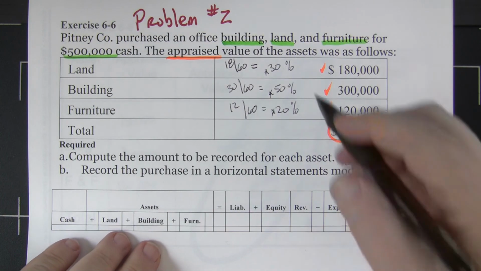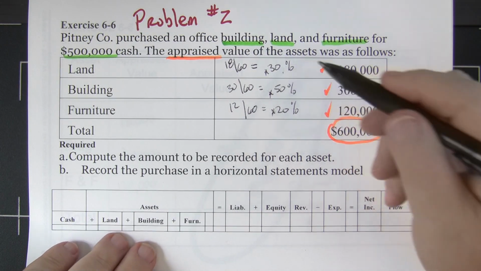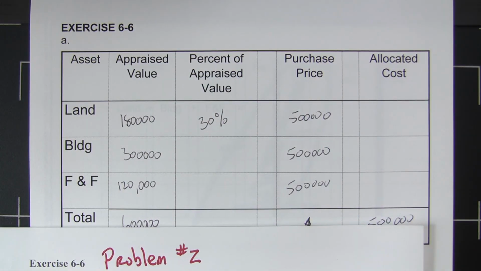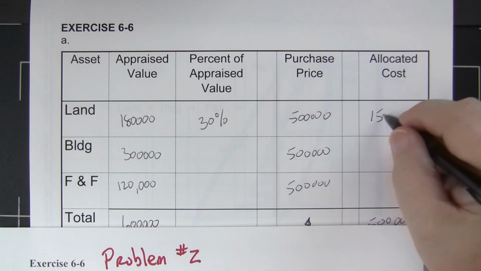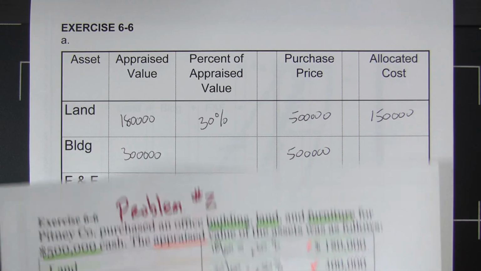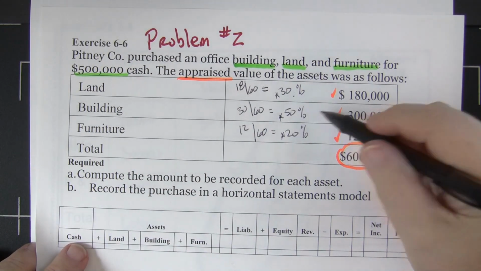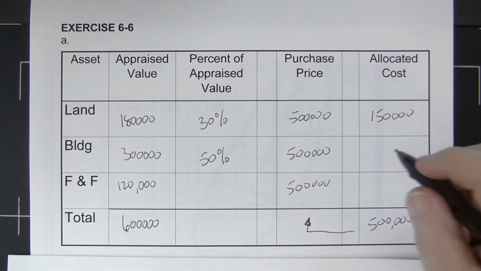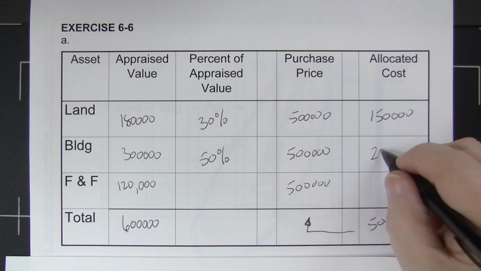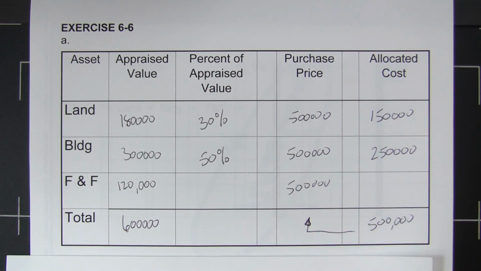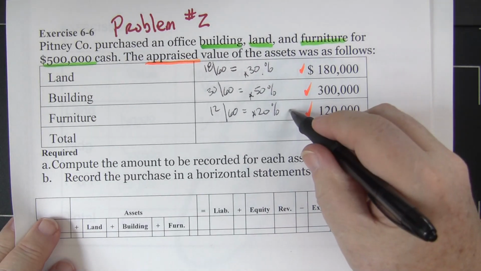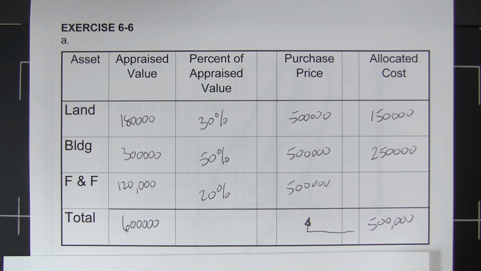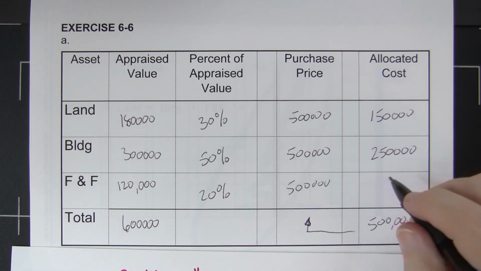Coming back to here, I'm taking my percents. 30% of the 500 is how much I'm going to allocate to the cost of the land. $150. 50% of the 500 I'm going to allocate to the building, and the remaining 20% I'm going to allocate to the furniture and fixtures.